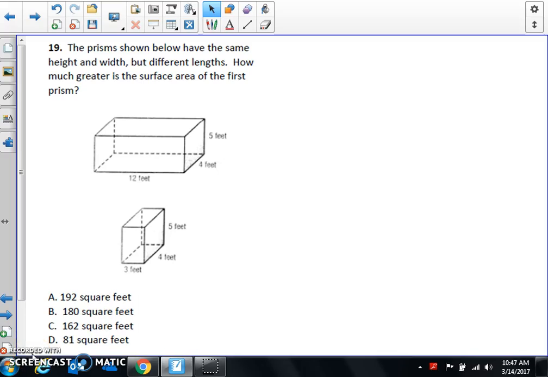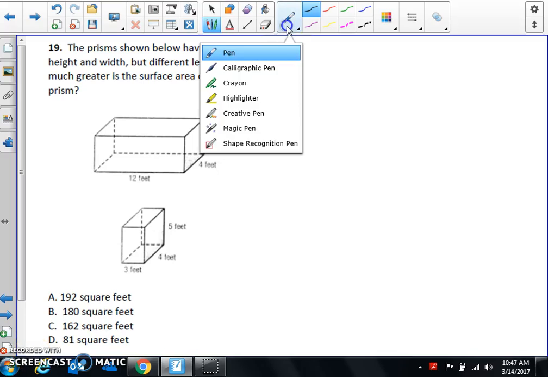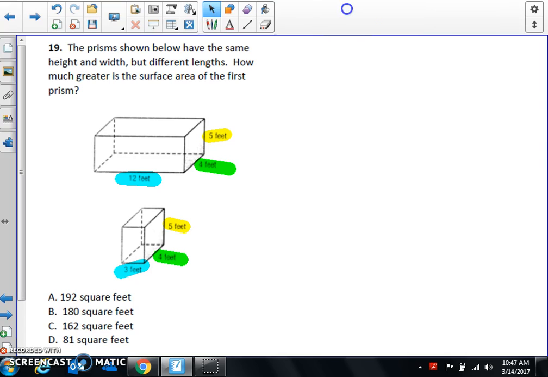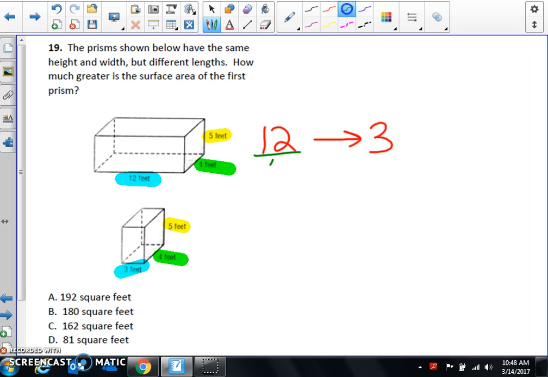Okay, so if we look at this one and we read it, it says that the height is the same and the width is the same. However, the length went from 12 to 3. So you have to ask yourself, how does a number go from 12 to 3? Well, 12 divided by 4 is 3, right? So remember, we talked about if something happens to one side or one attribute, it happens to the entire volume.